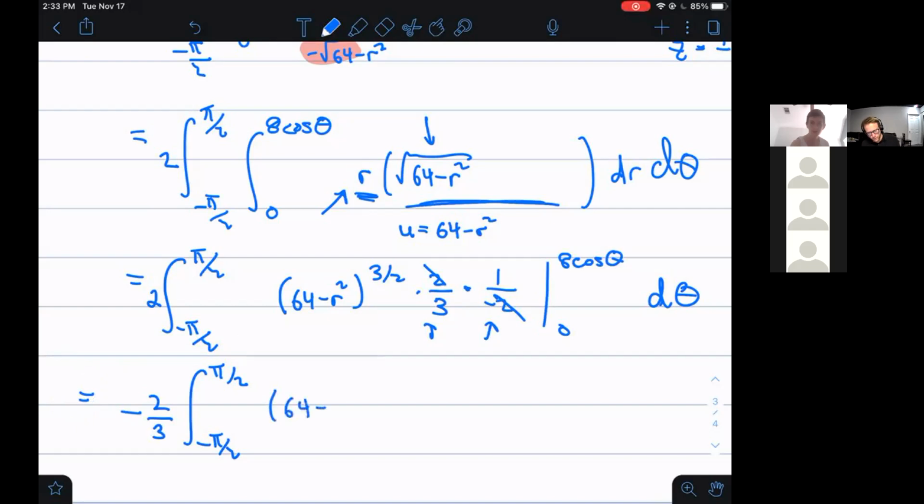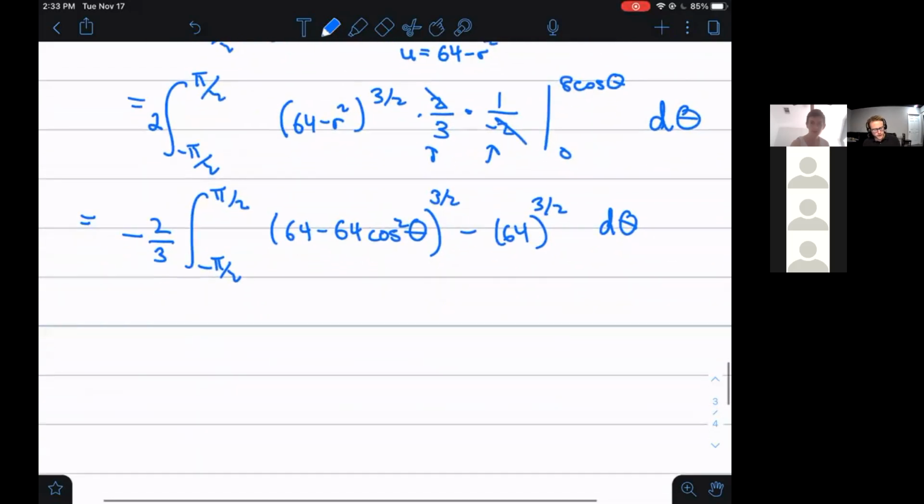So we're going to have 64 minus 64 cosine squared theta, because it needs to be r squared raised to the 3/2 power. And then we subtract away, and when we plug in 0, we get 64 raised to the 3/2 power. There we go.